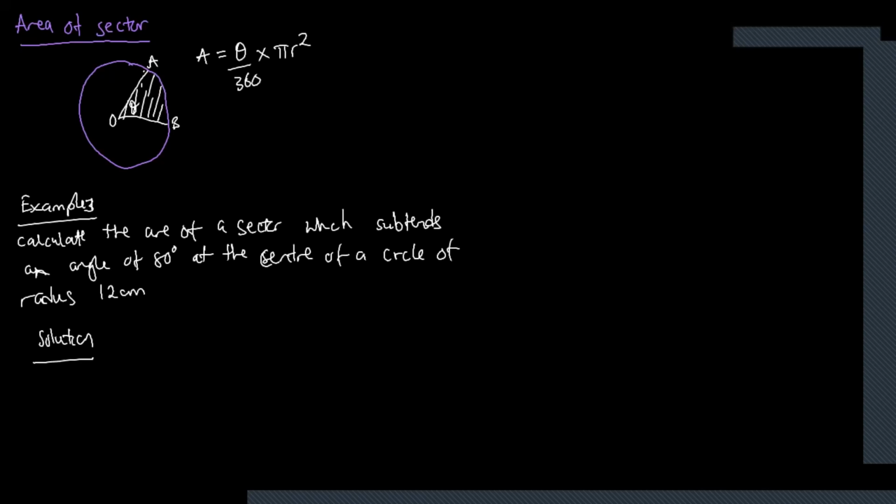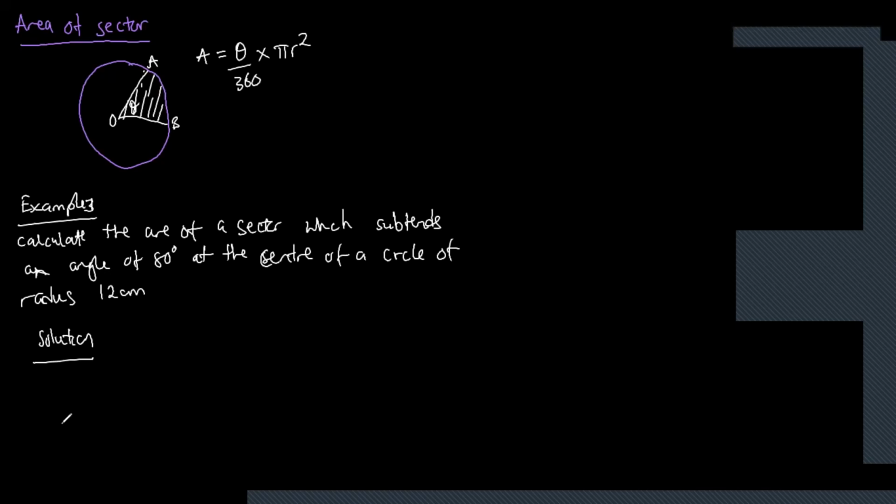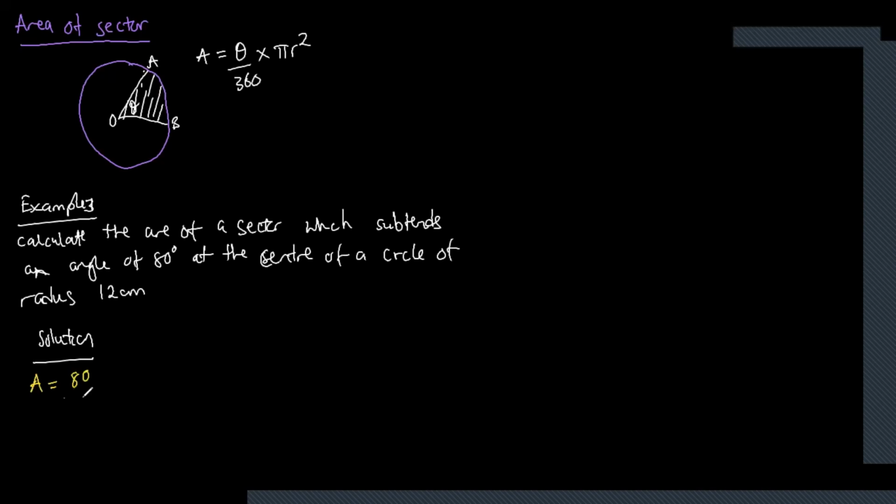Any volunteer? I want to try. Okay, ma'am, can you please help us? So you're going to say the area is equal to 80 over 360 multiplied by 22 over 7, multiplied by 144, because we squared 12 centimeters, so it's 12 squared. Okay, so what do you get? Simple and straightforward.